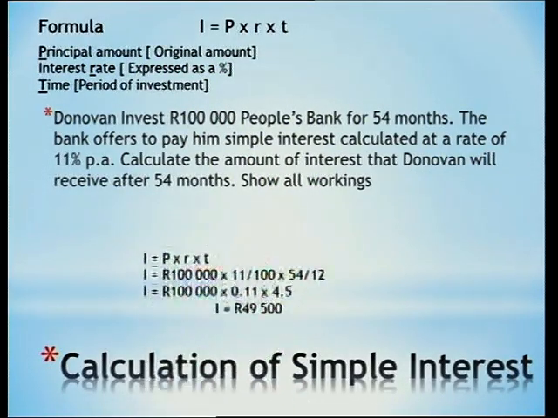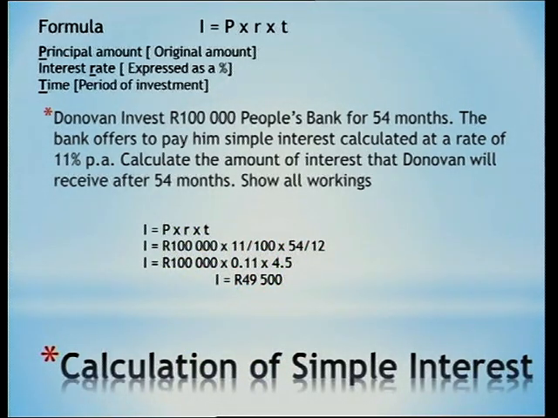Now, this is kind of what you should have had. So one, I show my formula. Two, I show my working out. 100,000 Rand was my principal. Why are we dividing 11 by 100? Because I want to get it as a percentage. So 0.11 is 11%. If I put 1 there, it's 100%. Okay, so as a percentage, divide by 100. And 54, divide by 12. Why 12? 12 months in a year. We want it per year.